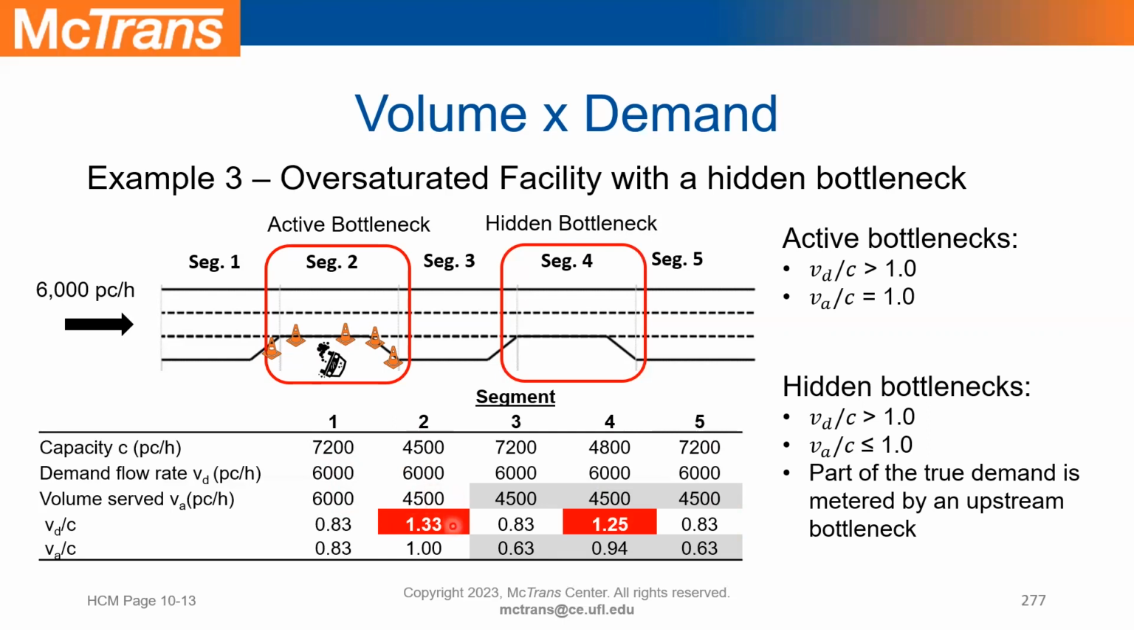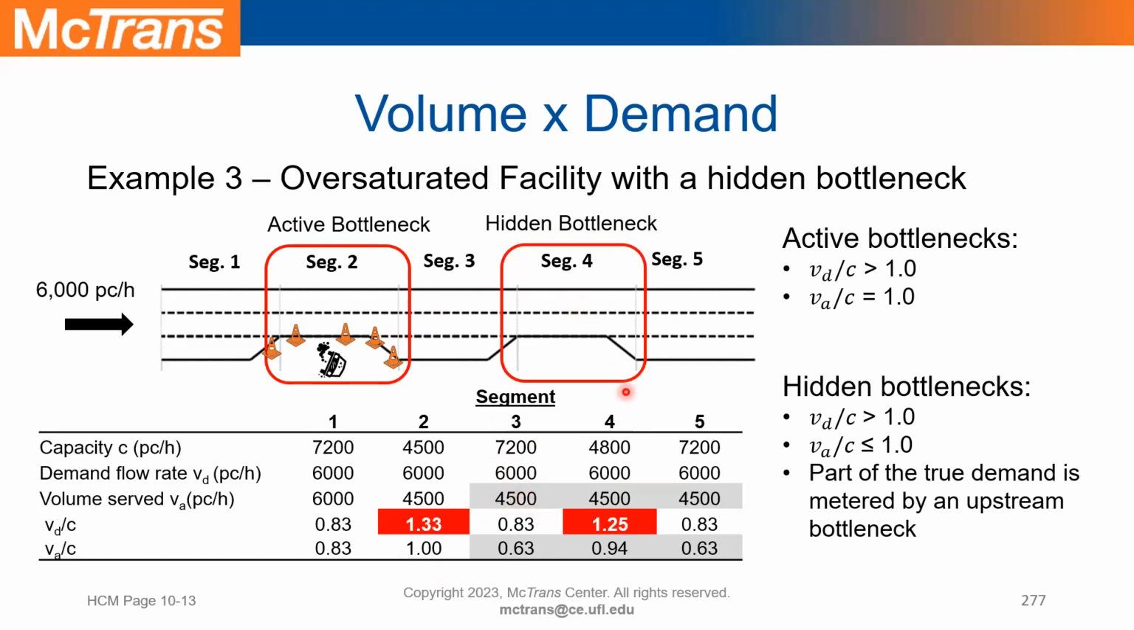So our demand to capacity ratio is more than 1. That means that this is a bottleneck. And then volume served to capacity is 1. And that means that this bottleneck basically is metering. Then on segment number 3, capacity is 7,200, demand is 6,000, but only 4,500 vehicles are able to come to the next segment, and only they are going to be served. And that's why volume served stays at 4,500.